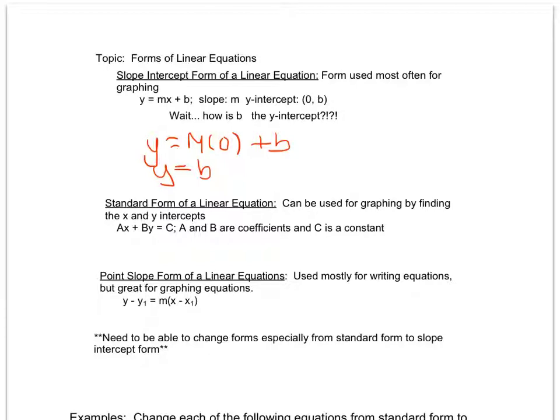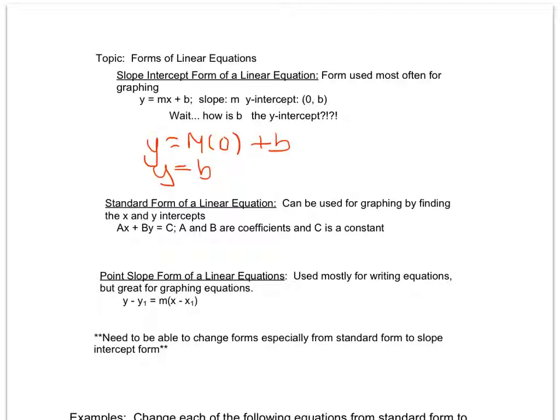Another form is the standard form of a linear equation. This one can be used for graphing as well if I can find the x and y intercepts. The only drawback to graphing from this form is sometimes the x and y intercepts, as you saw in a previous video, are not nice whole numbers. So sometimes it's hard to graph if you get a fractional or a decimal answer. But in this form, a and b are just any kind of coefficient. They could be any number. They don't necessarily represent a specific point or concept on the graph, and c is also just some constant.